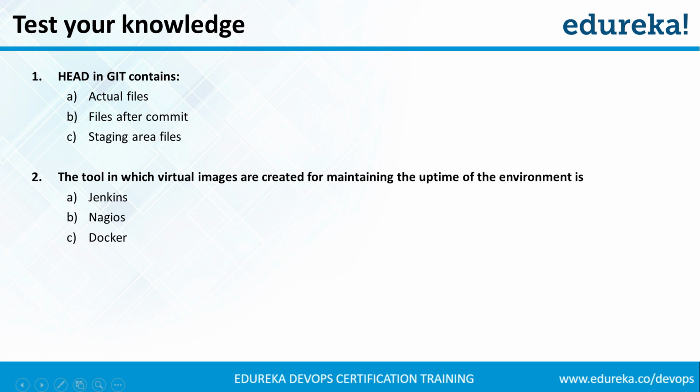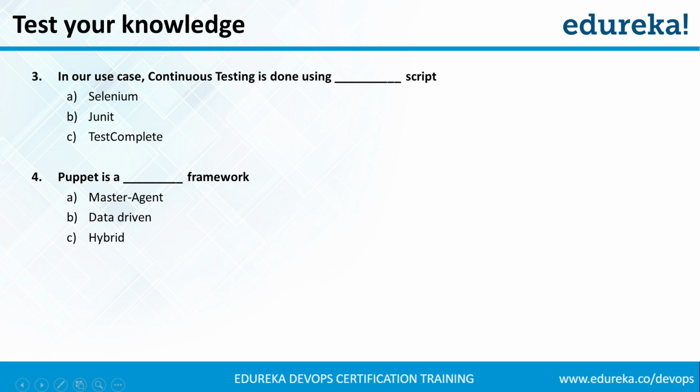Cool. So talking about these questions, if you are really attentive right now, head and git contains. Okay, forget about it. Another one, the tool in which virtual images are created for maintaining uptime of the environment is. Can anybody guess this? Question number 2. Talking about images a lot, right? I was referring to Docker. Cool. Thanks for that. Next question.